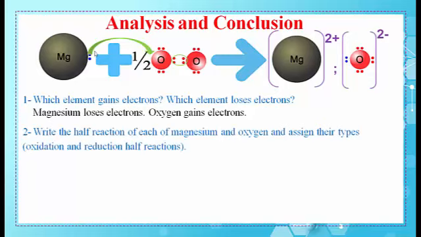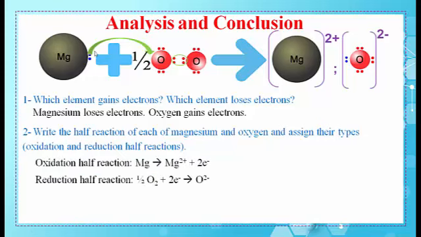Second, write the half reaction of each of magnesium and oxygen and assign their types as oxidation or reduction half reactions. We said that magnesium is going to lose electrons, so it undergoes oxidation: Mg gives Mg2+ plus 2 electrons. And oxygen is going to gain electrons, so it undergoes reduction, and the half reaction will be half O2 plus 2 electrons gives O2-.